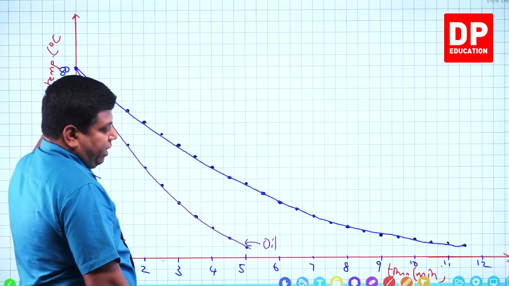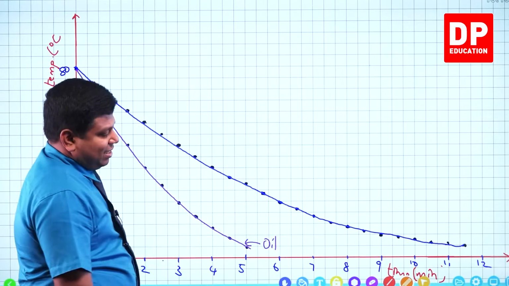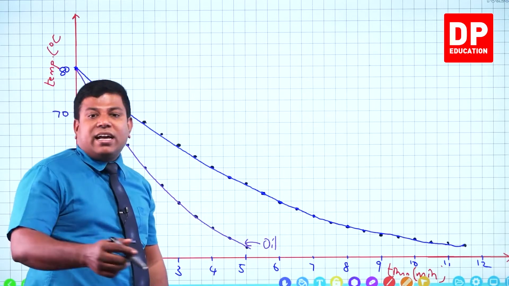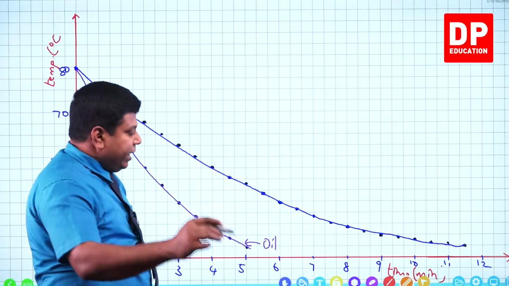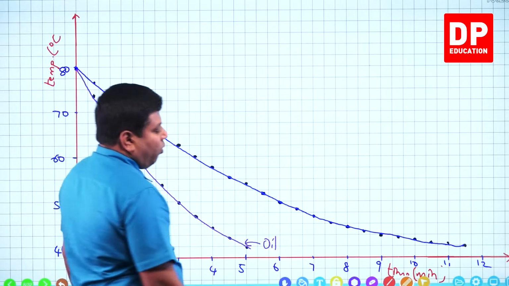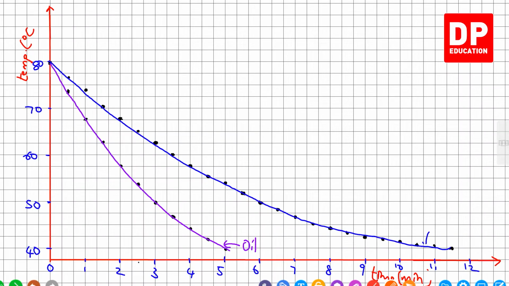Can you see? Connecting all the points, a couple of points just deviated a little bit, right? This is how you must draw a freehand curve. You can't keep the ruler and draw it. It has to be a freehand curve like this. This is how the curve for water is obtained.